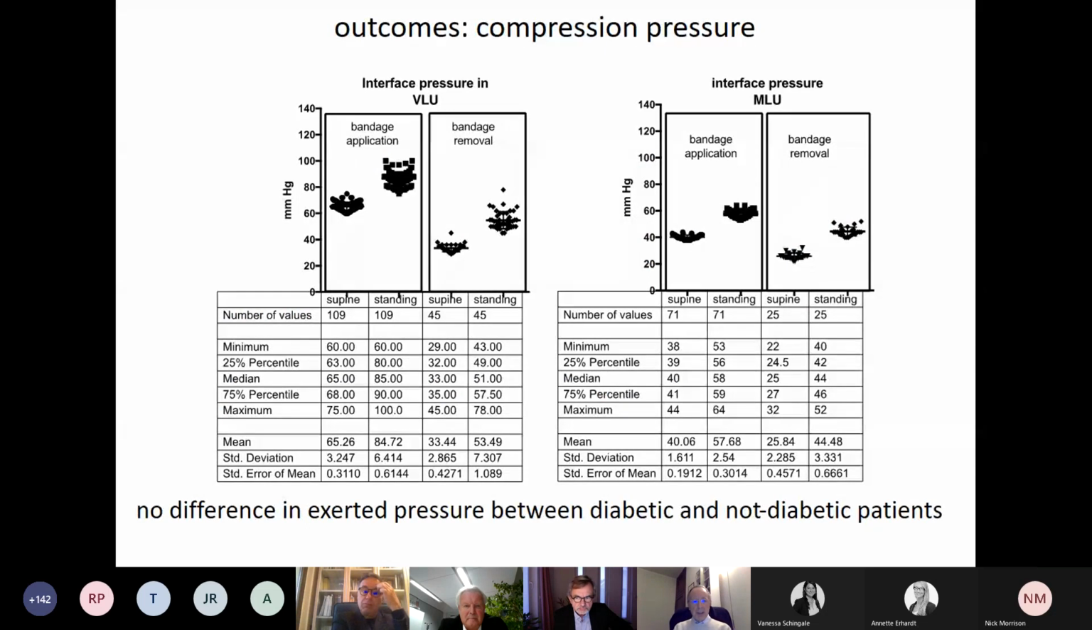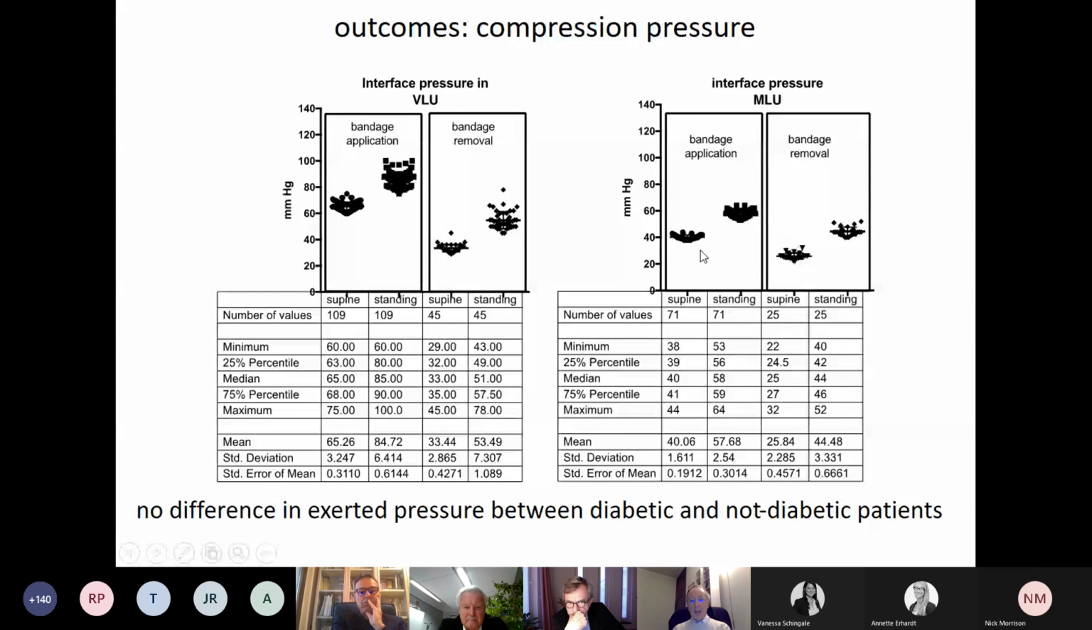Outcomes: you see the compression pressure here, and as usual we had a significant compression pressure drop between application and removal of the bandage. You also see the difference in compression pressure at application: about 65 in patients with venous leg ulcer, dropping to 33 at bandage removal, and about 40 in patients with mixed leg ulceration, dropping to 25 at bandage removal. There is no difference in exerted pressure between diabetic and non-diabetic patients.